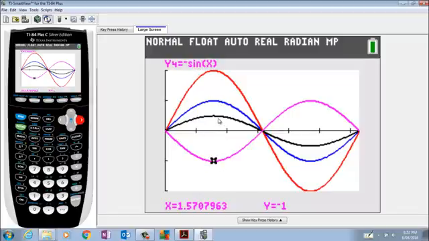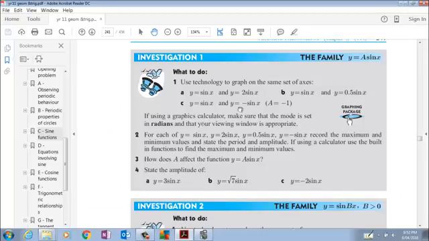It's just that they're inverted. And the last one is the black one, which is the half sine x, and we can see that the maximum value there is 1/2. The amplitude is 1/2 for that one. So we can come back and answer all of these questions here.